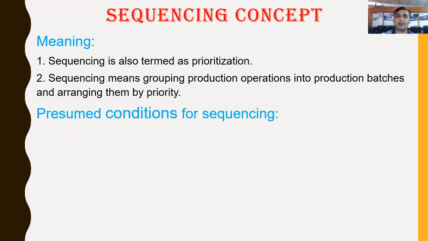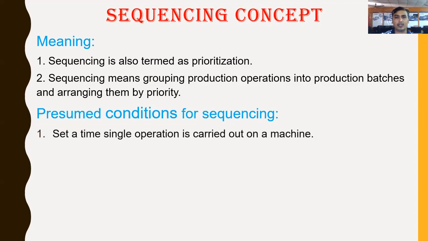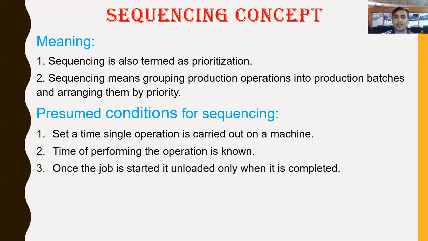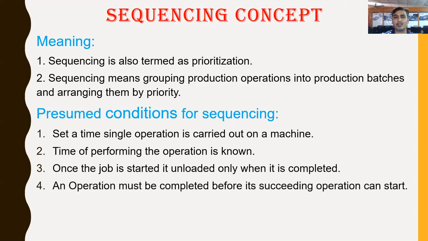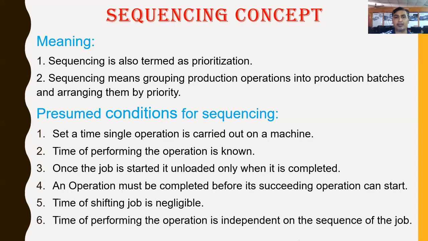These are some prerequisite conditions for the sequencing. We already discussed them in a previous video, so once again we will go through it. First, a single operation is carried out on a machine. The time of performing the operation is known. Once the job is started, it is unloaded only when it is completed. An operation must be completed before its succeeding operation can start. The time of shifting a job is negligible. The time of performing the operation is independent of the sequence of the jobs. These are the prerequisite conditions for the sequencing.